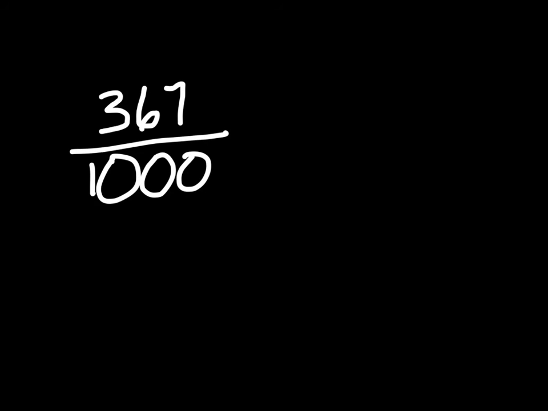So let's do another one, but let's do this one together. Let's say I have the number 367 over 1,000. So if I was going to write that number as a decimal, I would say, okay, well, I know I don't have a whole number, so I'm going to put a 0 at the front. And then the 3 is in my tenths place. My 6 is in my hundredths place. And my 7 is in my thousandths place.